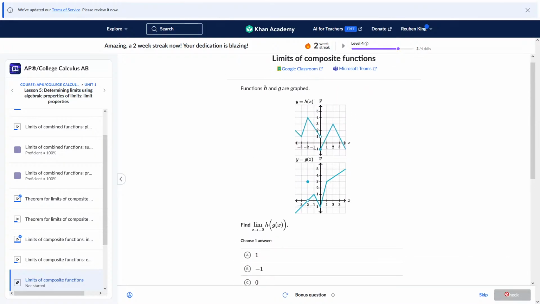Oh, bonus question. Hold on, Bailey, this needs to happen real quick. Alright, g of x approaches -2. That's only 0 from both ways. So plug in 0 and we have 2 values.